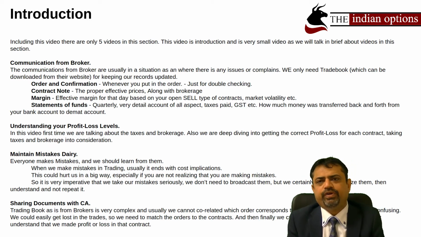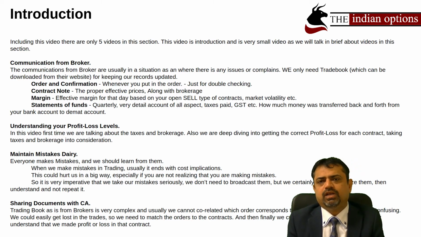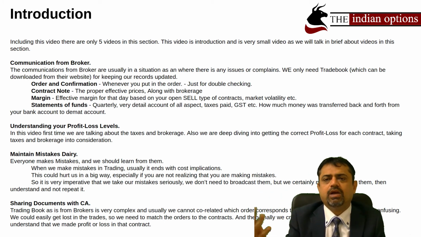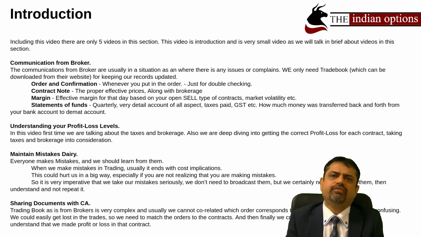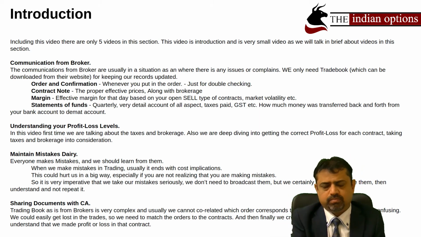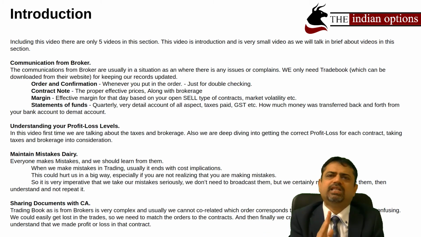And in the fourth video, sharing documentation with CA. Now actually the information that we get from the broker, or the communication that we have studied in the first video, is not sufficient to give very correct information to the CA. Okay, so CA needs more precise information. What was bought, what was sold, what was the buying price, how much brokerage was paid, what was the selling price, how much brokerage, how much taxes you have paid, and things like that. It's a different kind of information that CA needs.